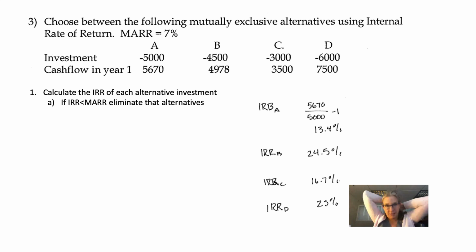So you can see for the internal rate of return on project A, I take the return of 5670 divided by the investment of 5,000, subtract 1 from that and make it into a percentage, and that is the internal rate of return. And I do that for every single alternative, and none of them are less than 7%, so I can't eliminate any of them.